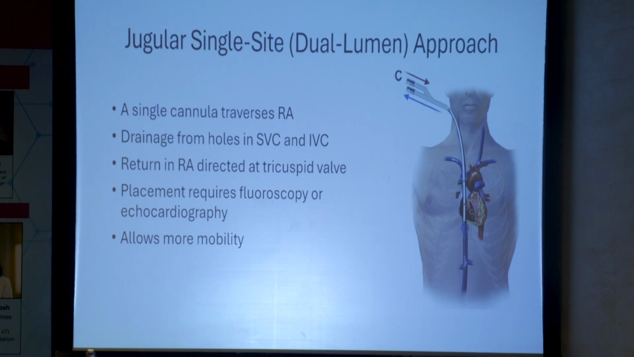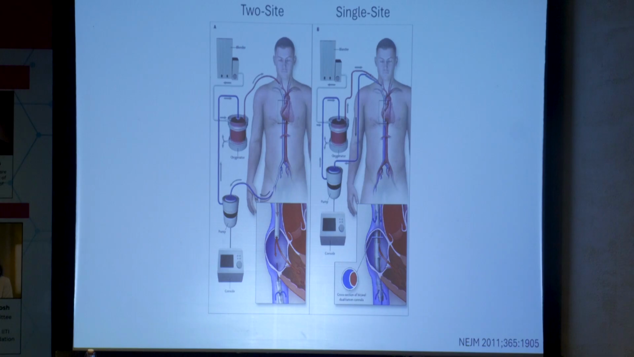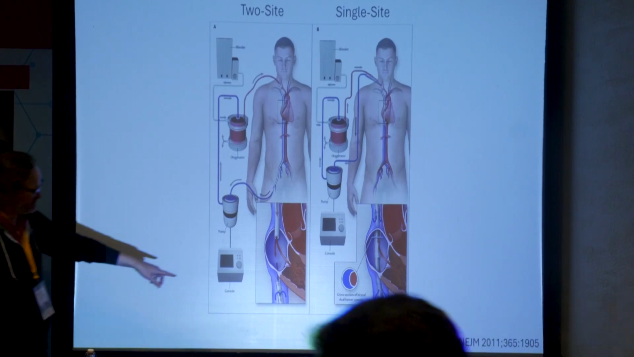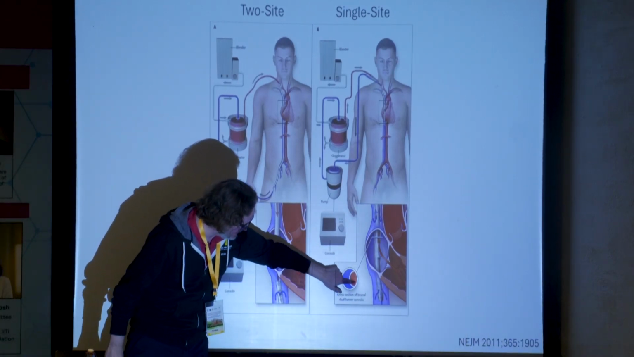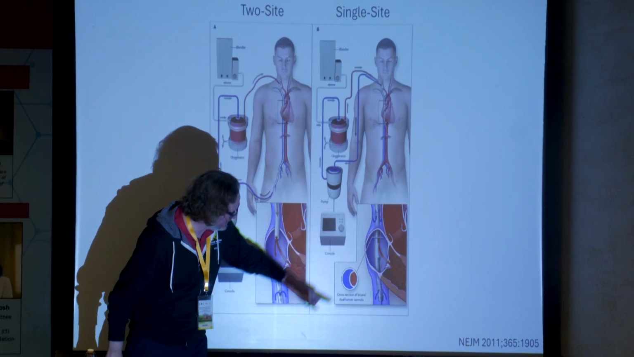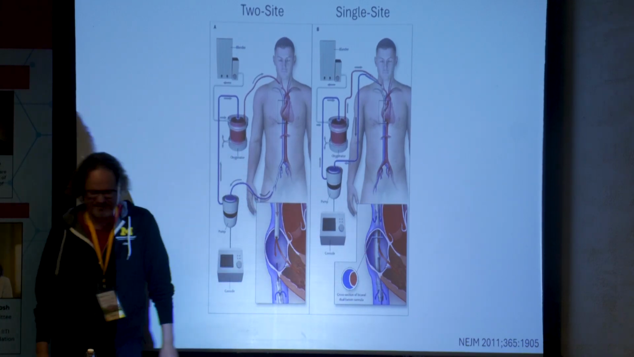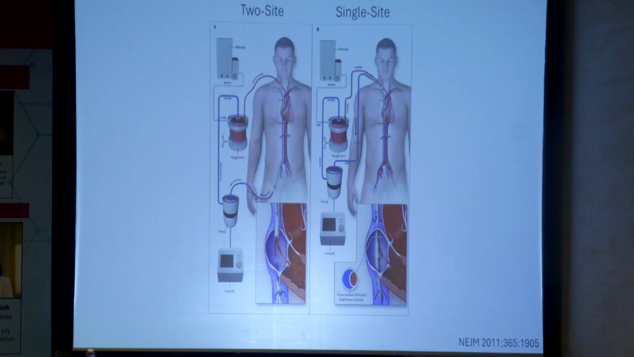Toast all around. And then here you can see a nice picture on the right here. This is what the cross section of the single site looks like. You have a larger venous lumen and then a smaller return lumen that is directed at the tricuspid valve in the right atrium. It has to be rotated correctly because that return lumen is on one side of the cannula and it has markers that you can see on fluoroscopy, but you want that blood to be going towards the valve, not towards the wall of the right atrium.